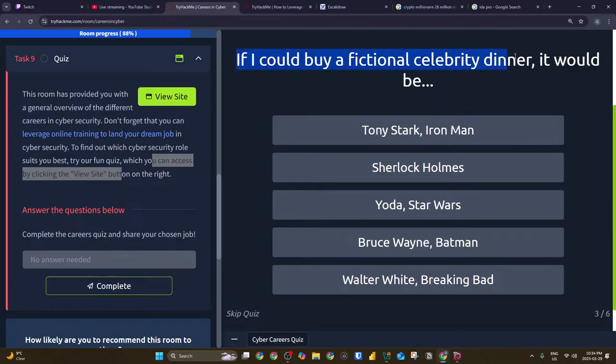If I could buy a fictional celebrity dinner, it would be Tony Stark from Iron Man, Sherlock Holmes, Yoda from Star Wars, Bruce Wayne from Batman, or Walter White from Breaking Bad. I haven't watched Star Wars or Breaking Bad, so I don't know about those characters. Who should it be? Not Sherlock Holmes. I would rather go with Tony or Batman. I'll go with Tony, just because the multiverse is a pretty interesting concept.